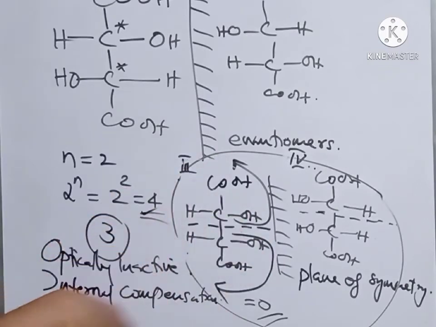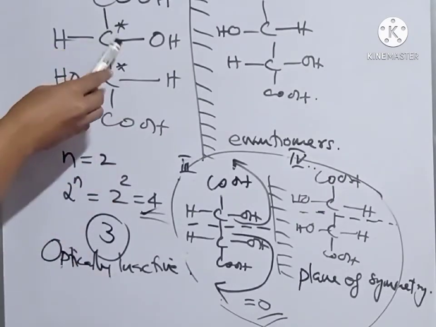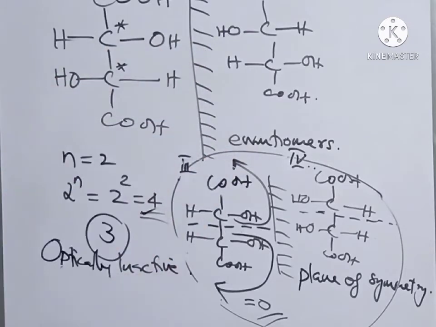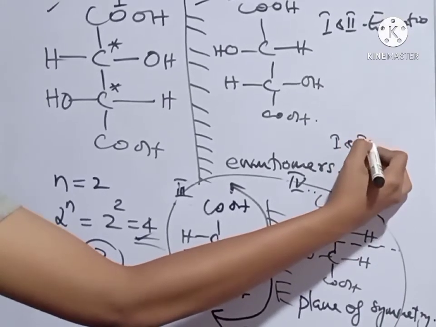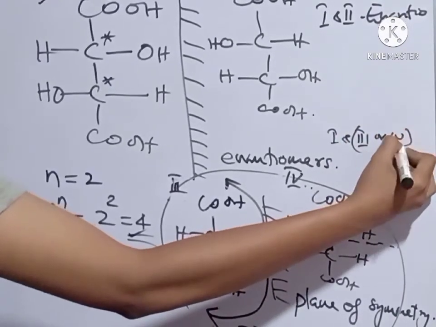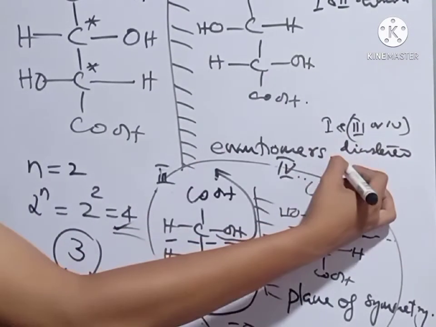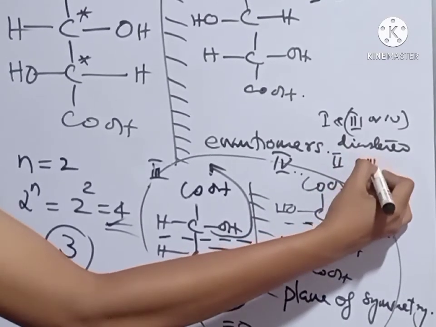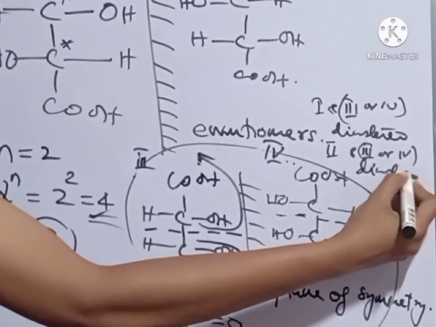And this compound is known as meso compound. Then, coming to the relation of these compounds, we already told that 1 and 2 are related as enantiomers. 1 and 3 or 4 are diastereoisomers. Same way, 2 and 3 or 4 are also diastereoisomers.